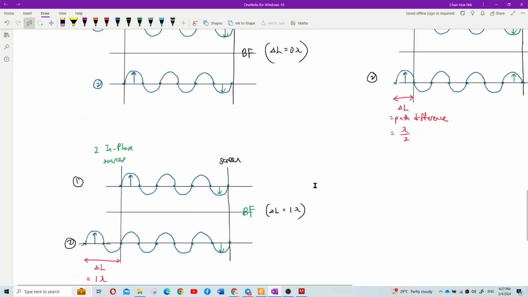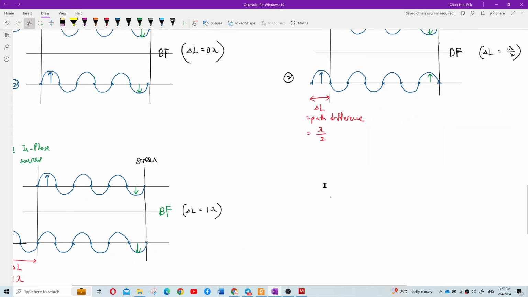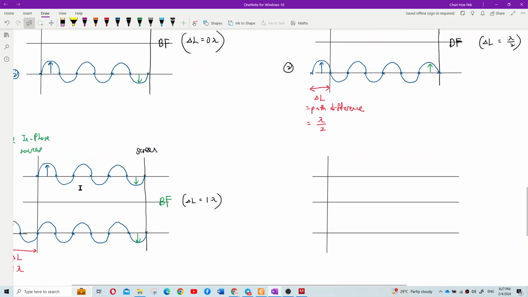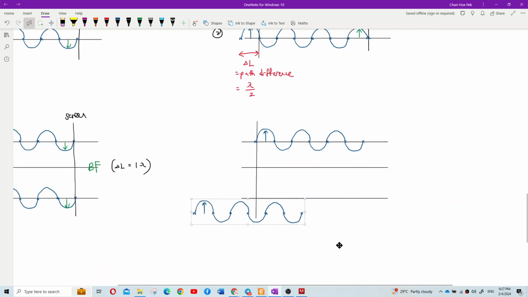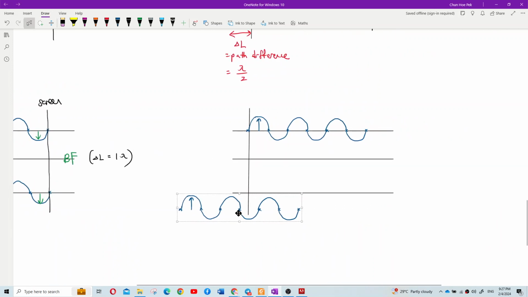Understand, class? Maybe one more last example. You can predict already, right? You can predict what will happen. Let me finish this last example before we make a conclusion. This delta L was 1 lambda. Now it is 1.5 lambda. The delta L now is 1.5 lambda.